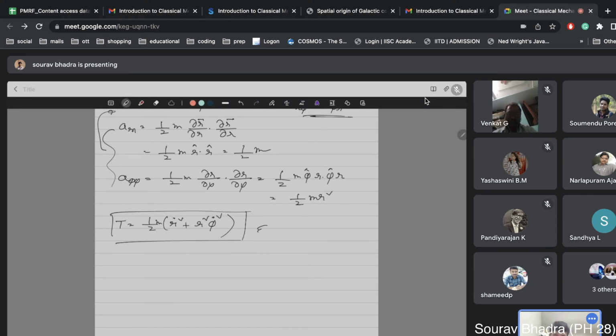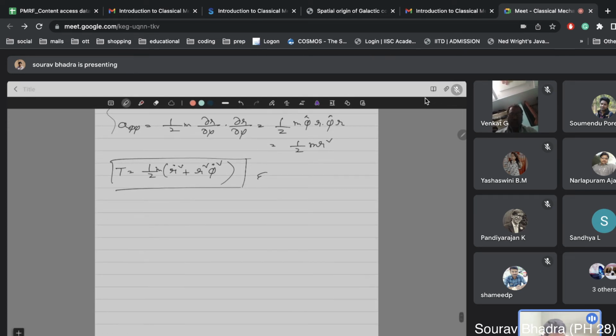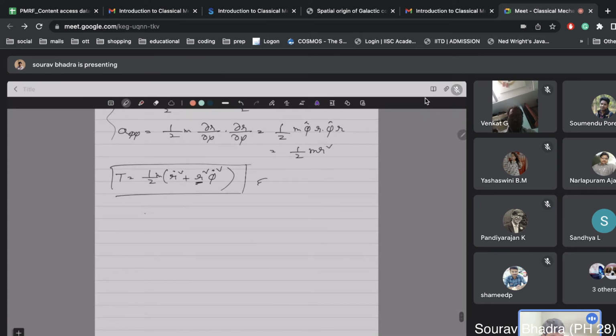Okay, now that's why you have seen, for the scale factor thing, this extra r thing, when you have expressed your generalized force.